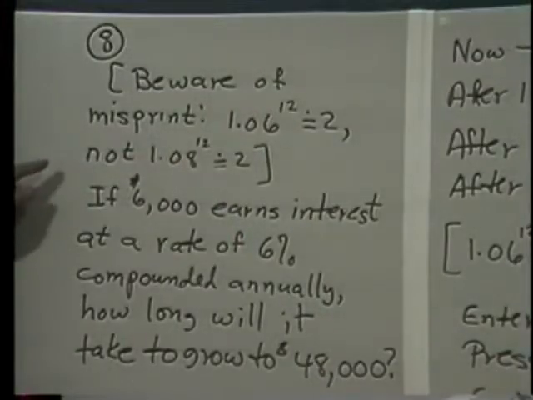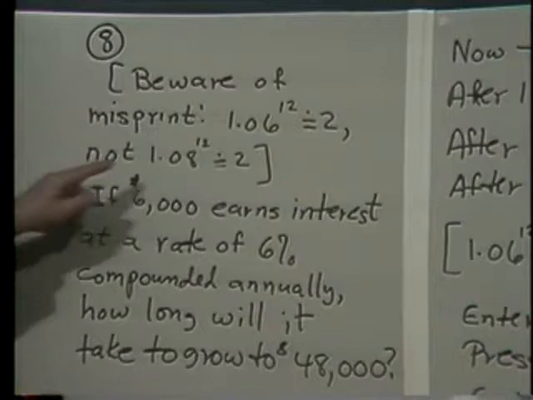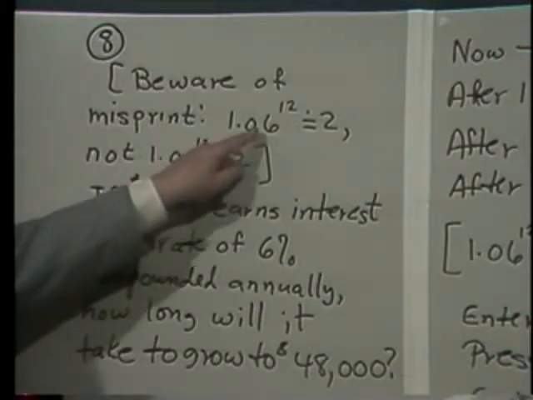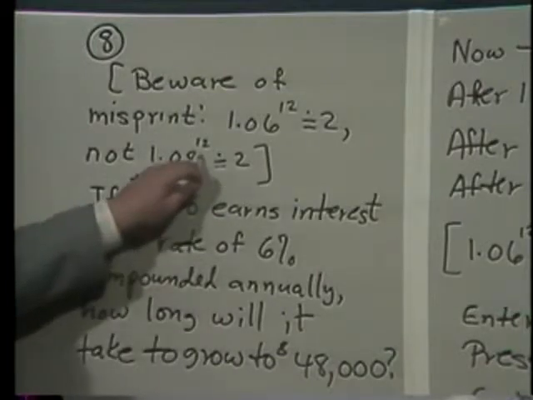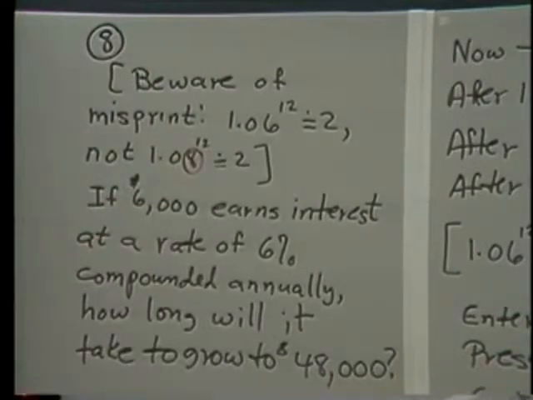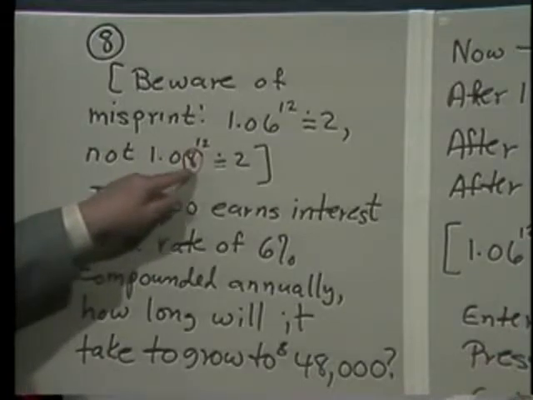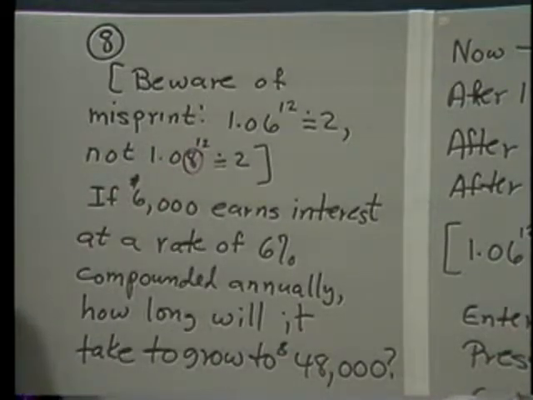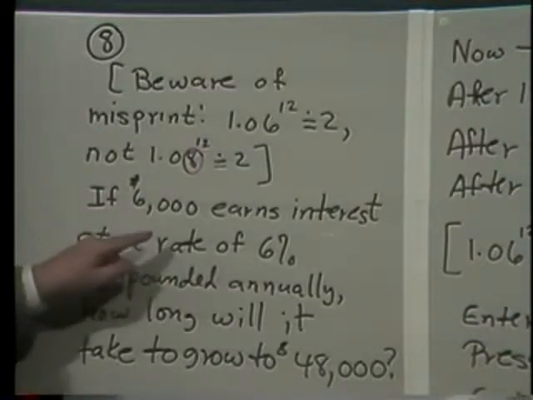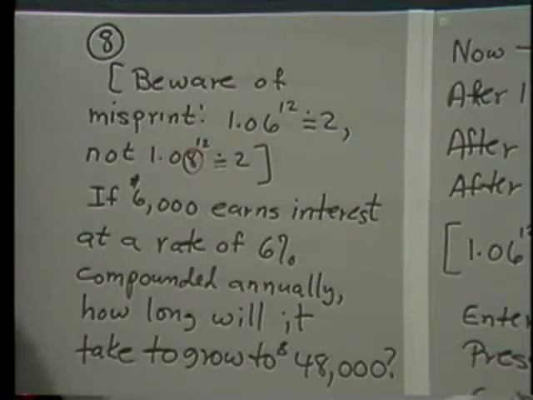Since I'm dealing with a 6% interest rate in problem number 8, the problem should have read 1.06 to the 12th power is approximately 2. For some reason that I don't know, other than a typo, I put an 8 in there. In other words, this certainly has no bearing on any problem dealing with 6%. But with that in mind, here's what problem number 8 says. It says if $6,000 earns interest at a rate of 6% compounded annually, how long will it take for that amount of money to grow to be $48,000?